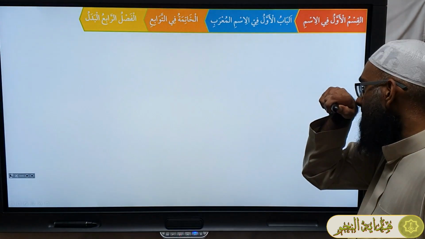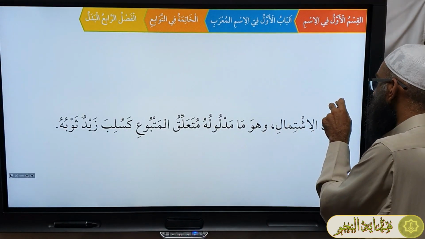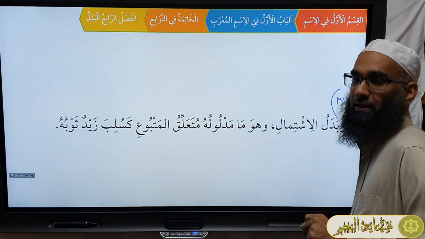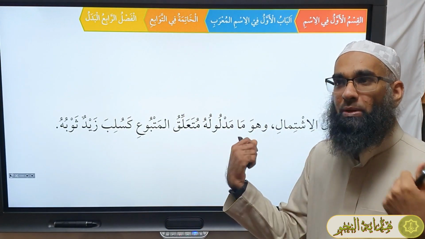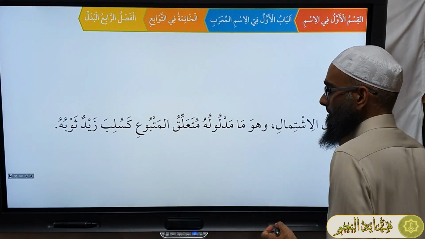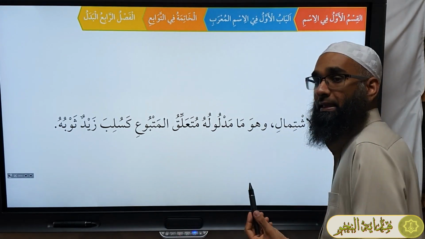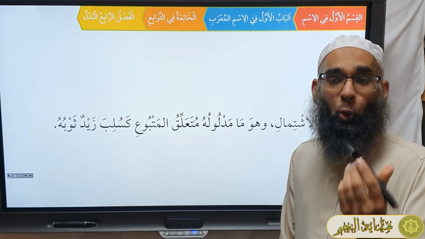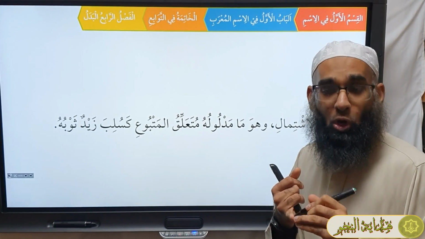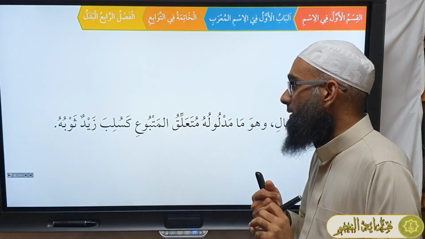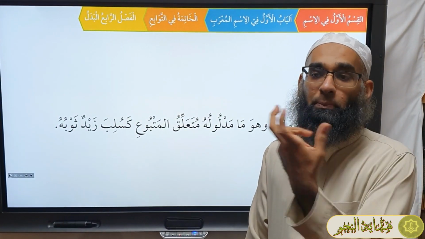Okay. The third type of badal is what? Badal al-Ishtimal. Ishtimal basically means to cover yourself up or to be associated, to be linked. So he says here, the madluluhu muta'alliq al-matbu'. What is implied and denoted by the badal is neither the entire Mubdal Minhu, nor is it a part of the Mubdal Minhu, rather it is something linked to the Mubdal Minhu.